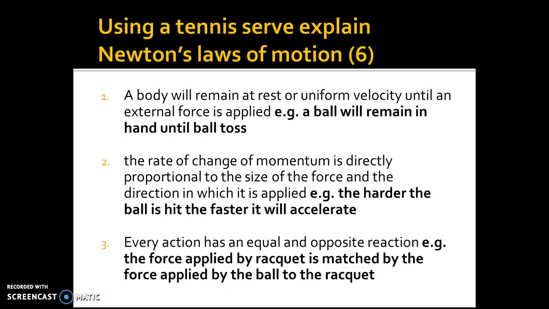Going from there, the third law, action reaction. Every action has an equal and opposite reaction, e.g. the force applied by the racket to the ball, there's an equal and opposite force applied by the ball to the racket, and that slows your tennis serve swing down. If you swung your racket through the air without a ball, your racket would fly through the air. But because your racket hits the ball, there's an equal and opposite force from the ball to the racket, which slows your racket speed down.